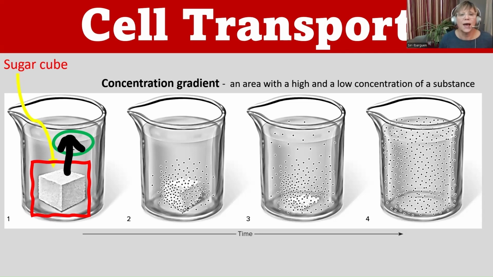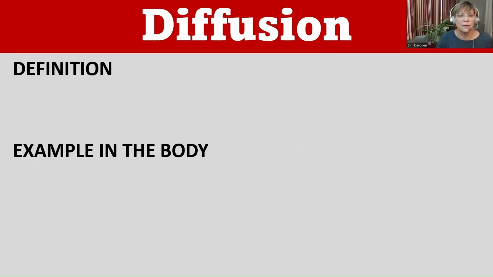And as you can see, as we go along the time series, those molecules of sugar are going to get more and more dispersed, going from the high concentration and moving as a net movement into the low concentration area. And then here in time 4, you can see that they're all evenly dispersed. They're still moving around. There's just not a net movement, right? There's no concentration gradient here anymore because there's no area of high concentration and an area of low concentration anymore. That is what diffusion is.